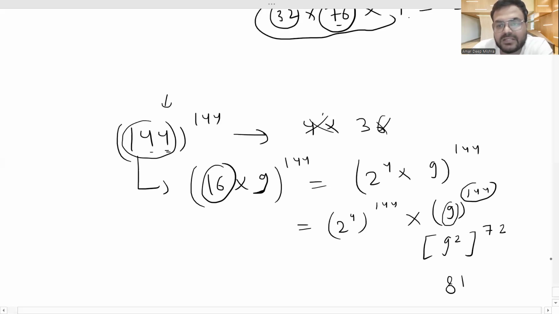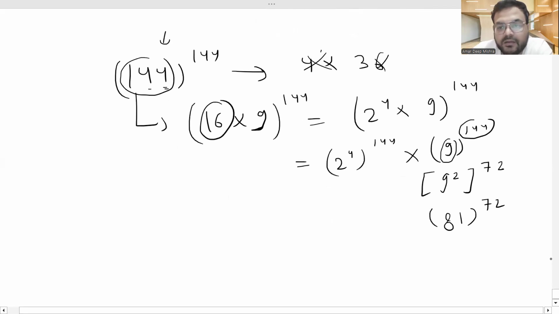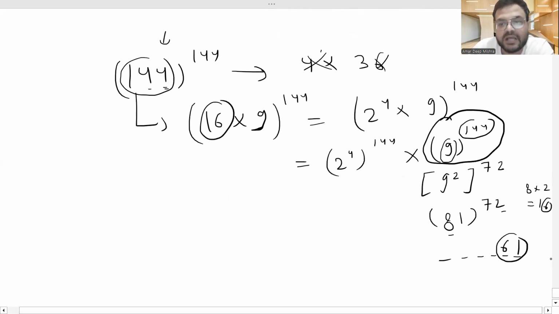Now 9 square is 81, so 81 to the power 72. How much will we get? We will get 1 here at the unit place, and 8 into 2 is 16, means 6 here at the tens place. So 61 will come here. For this part, the last two digits are 61.